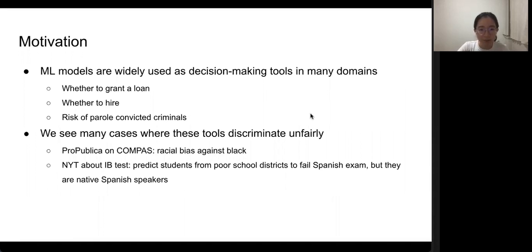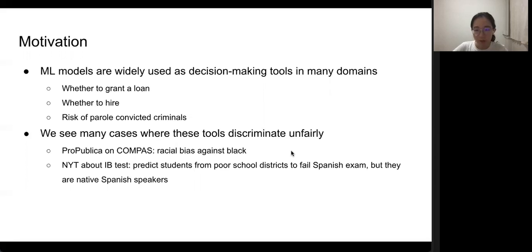Nowadays, machine learning models are widely used as decision-making tools in many domains. For example, we use them to decide whether to grant a loan, whether to hire a candidate, and even whether to parole convicted criminals. At the same time, however, we also witness a large number of cases where these tools are biased. For instance, ProPublica conducted a study on COMPAS and showed that the software discriminated based on race.